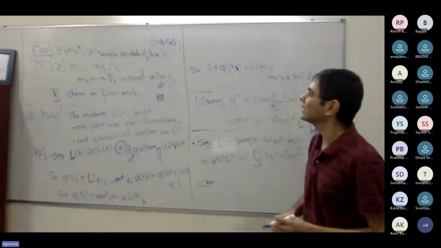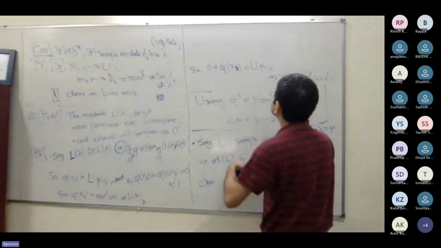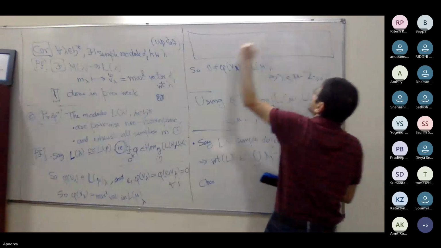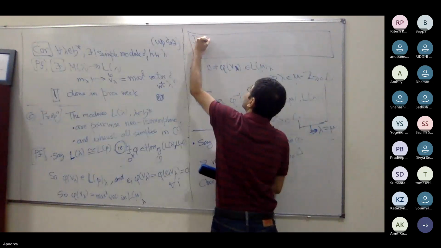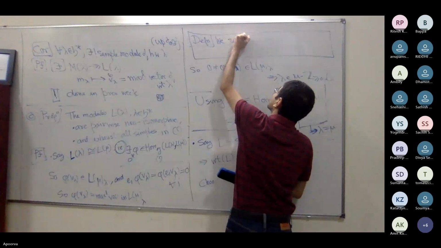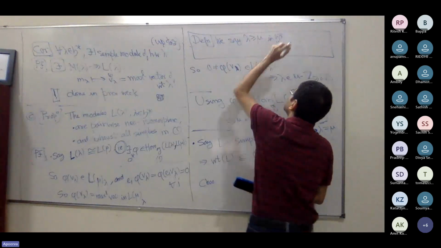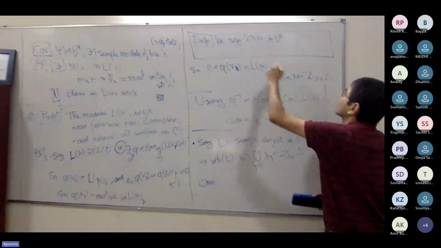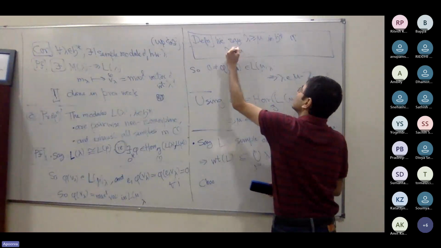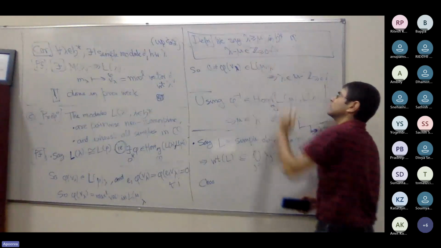Maybe I should really look at this. I really need to define this partial order. So maybe we should first write down this partial order. Please put it somewhere. Define. We say lambda is greater than or equal to mu if lambda minus mu is a positive sum of simple positive roots.